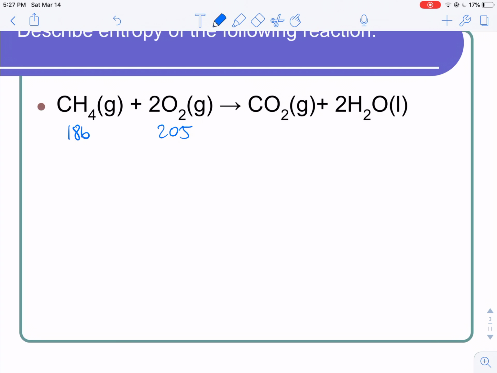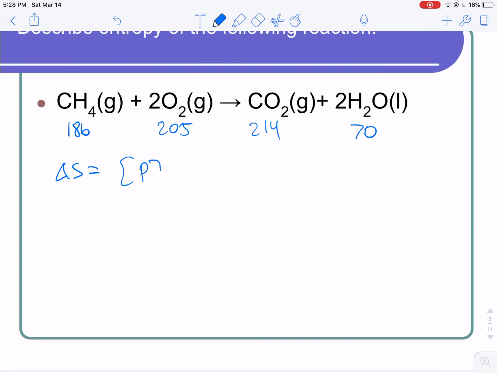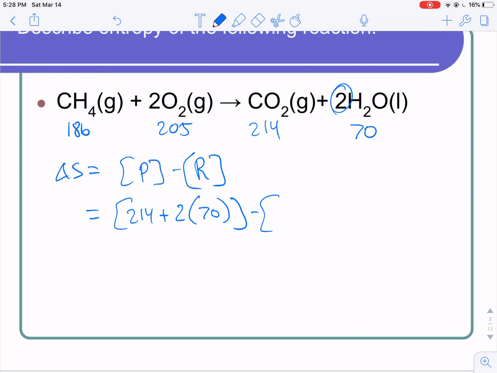And to save us a little bit of time, I already looked up the others. We have 214 and 70. So what do we do with these? Exact same thing we did with delta H. It's super easy. So we're going to go ahead and go delta S is equal to products minus reactants. And so we plug that in, and we get 214 plus 2, because we can't forget this coefficient right there, times 70, minus my reactants, which is 186, plus, once again, don't forget the 2, times 205. And when we plug that into our calculator, we get negative 242.